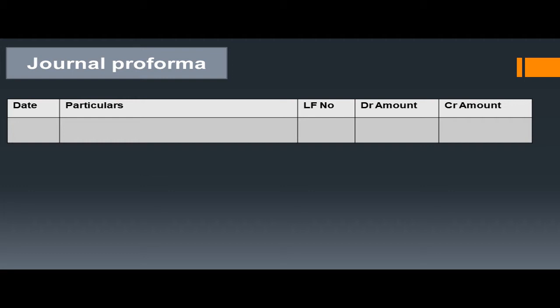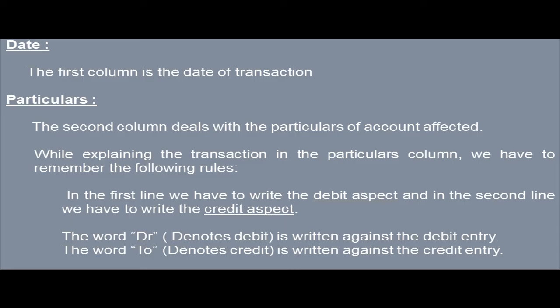Here we have 5 columns. First column is date. Second column is particulars, third column is ledger folio number, and the fourth column is debit amount, and fifth column is credit amount. First column is the date of transaction. In this column we have to mention the transaction date.